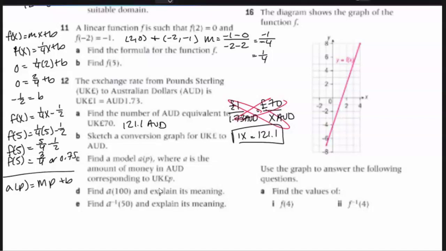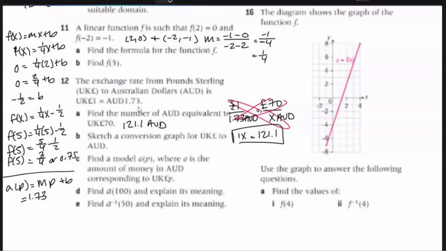So it looks kind of complicated. This is the same thing as y equals mx plus b, except x is p and y is A of P. So we want to figure out our rate of change. We want to figure out how much the amount of money in Australian dollars corresponds to pounds. Well, they tell you here in the beginning, 1 pound is 1.73 Australian dollars. So they tell you in the beginning already your slope. So 1.73.